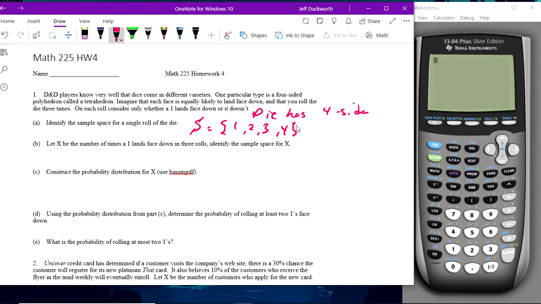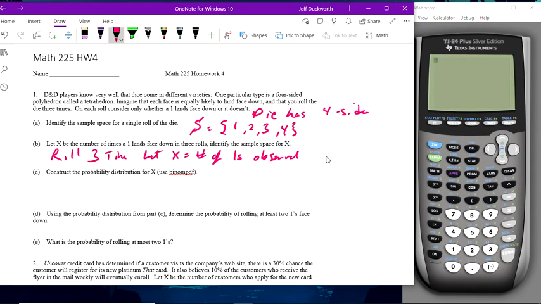Part B, let x be the number of times a 1 lands face down in 3 rolls. Identify the sample space for x. So we're going to roll 3 times and let x equal the number of 1s observed. Well, we're going to do something 3 times. A success is when we see a 1. The most successes we can have is 3. The fewest successes we can have is 0. You could roll 3 dice or roll a die 3 times and not see a 1. And the other possibilities are 1 and 2.